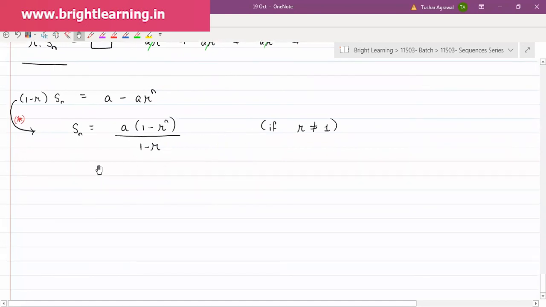Okay. So Sn is equal to a times 1 minus r to the power n. This is also written as, so Sn, two formulas means it's actually one formula only, but two different ways of interpreting that formula: a times r to the power n minus 1 upon r minus 1, which is again equal to the previous one that we got, a times 1 minus r raised to n upon 1 minus r.